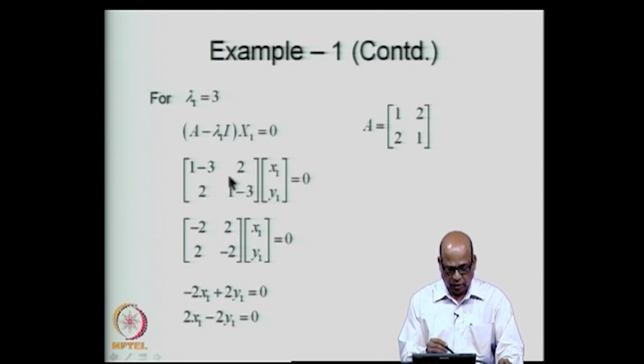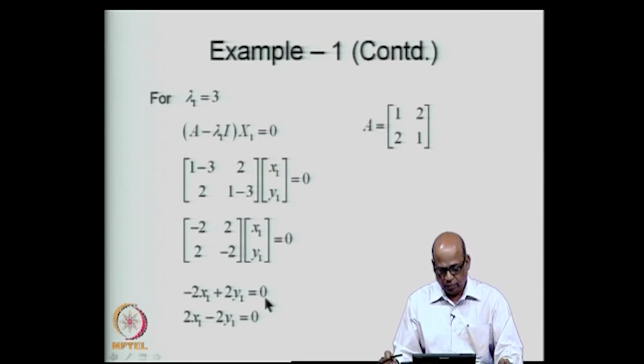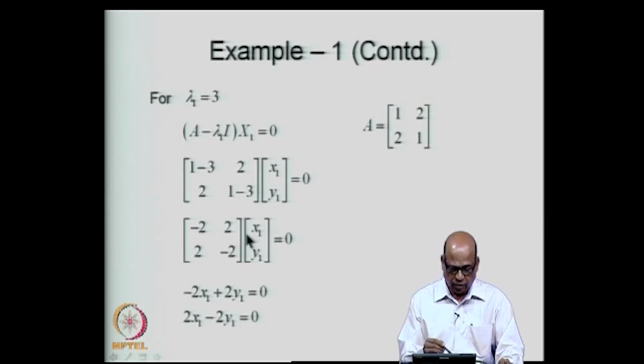So, I will get this as minus 2, 2, 2, minus 2, and this leads to two equations: minus 2 x1 plus 2 y1 is equal to 0, and 2 x1 minus 2 y1 is equal to 0. The equations that you get out of the solution of these are identical. For example, you can multiply this with minus 1, so you will get 2 x1 minus 2 y1, which is identical to this.